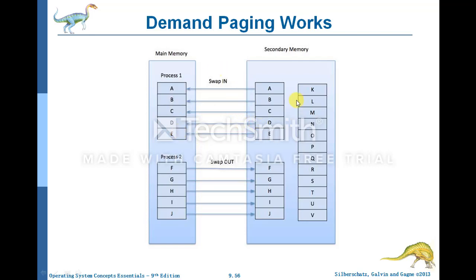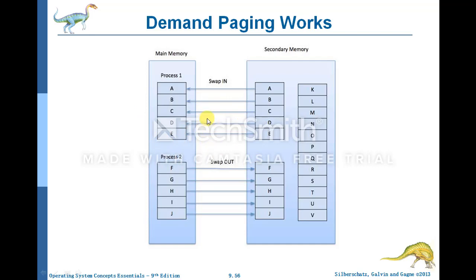Okay, so this is when the swap in occurs. The second process, the program, is not using this information or this data, so the memory will send it out to the disk because it is not being used. So that is how demand paging works: swapping in and swapping out of the pages.